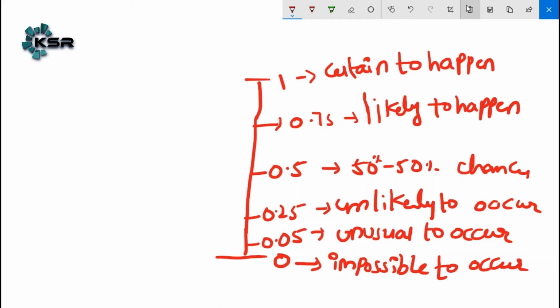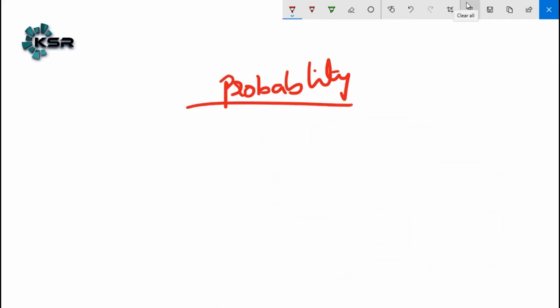Okay. Everyone understand? Okay. Now, probability has been classified into 3 different types.